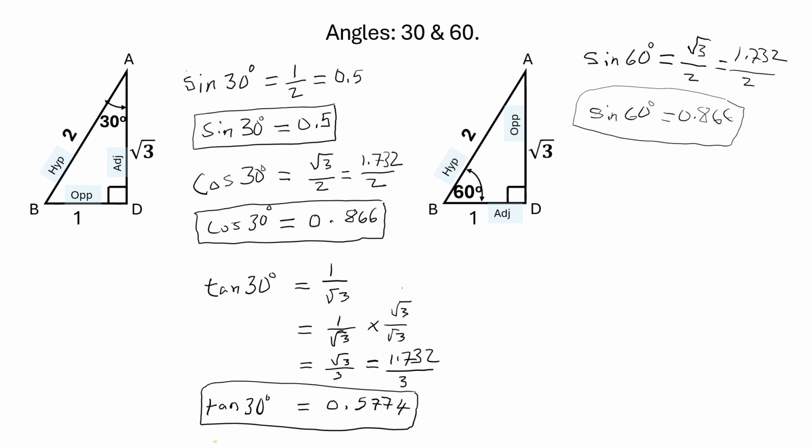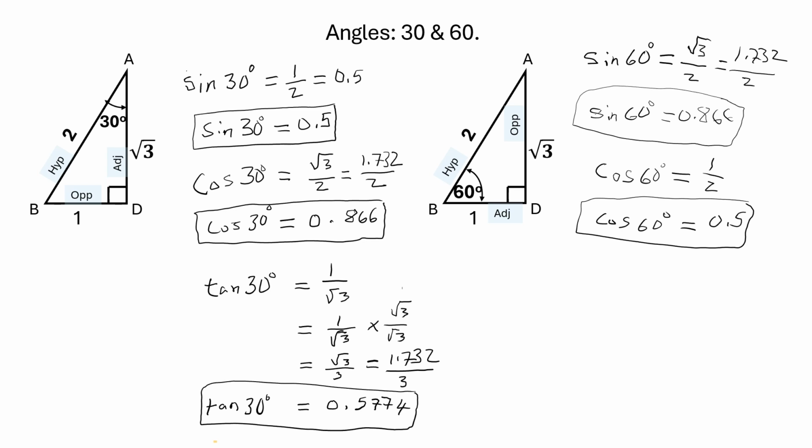And then cos 60 degrees will be equal to 1 over 2, that is adjacent over hypotenuse. So we can say that cos 60 degrees equals 0.5.